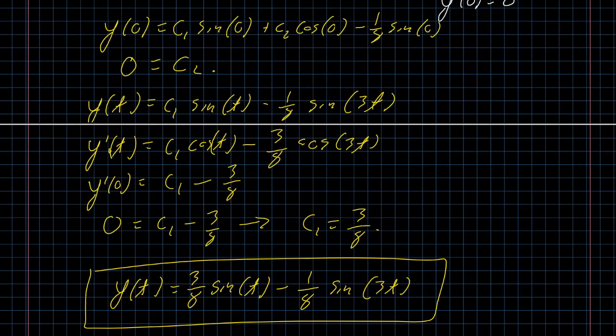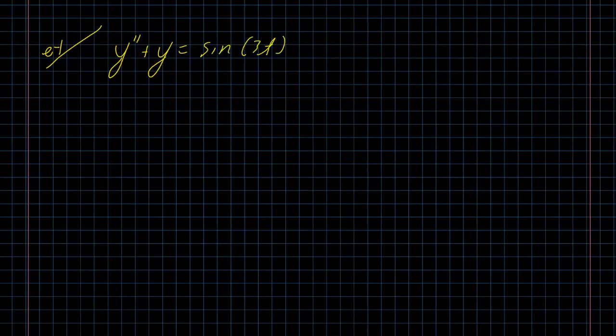Just to take a look at how the initial conditions affect things, what if we had slightly different initial conditions? All right, so the same differential equation, y double prime plus y equals sine of 3t. The initial conditions now are going to be y of 0 equals 2 and y prime of 0 equals 1. So this time, the situation starts with the spring in motion and pushed away.